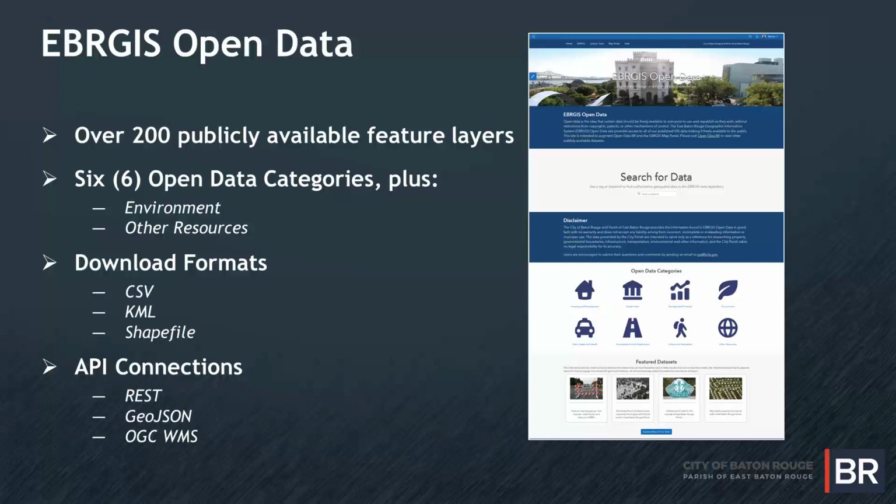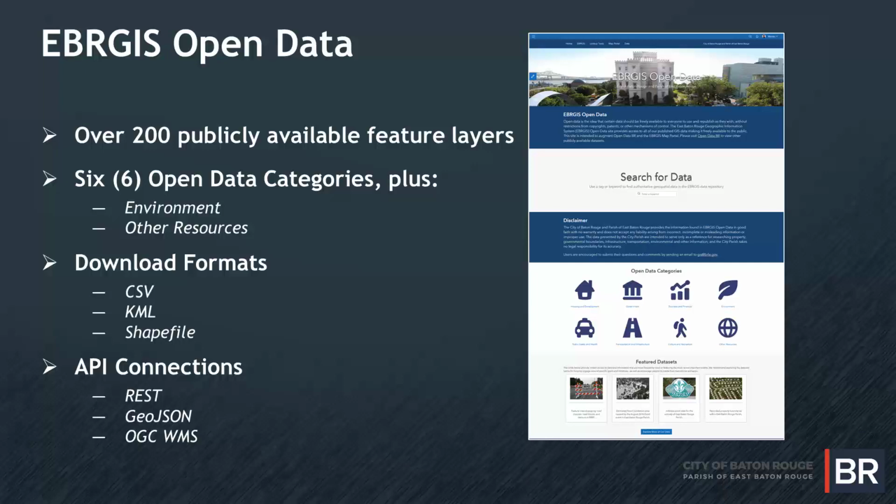The data in EBRGIS is grouped into the same 6 categories as the Open Data BR portal, but there is also a category for environmental data, as well as an other category for data that doesn't fit into the other 7 categories. We have some other layers that are critically secured and not available to the public in their entirety to protect public security and privacy.